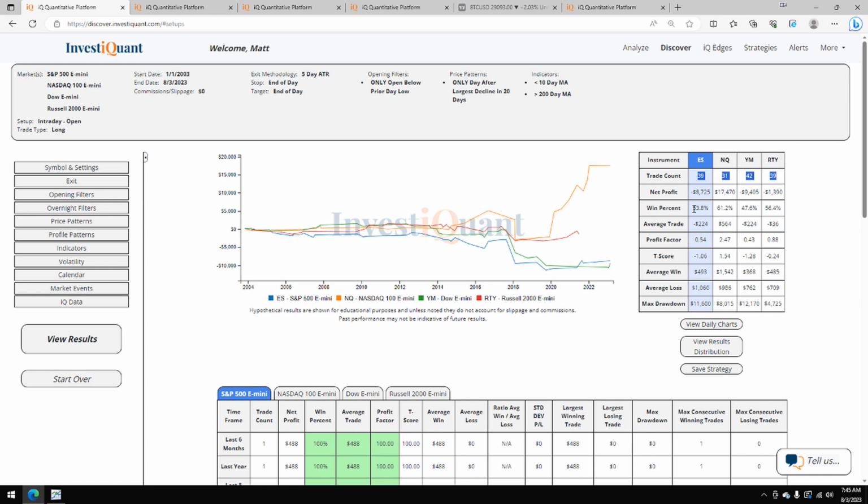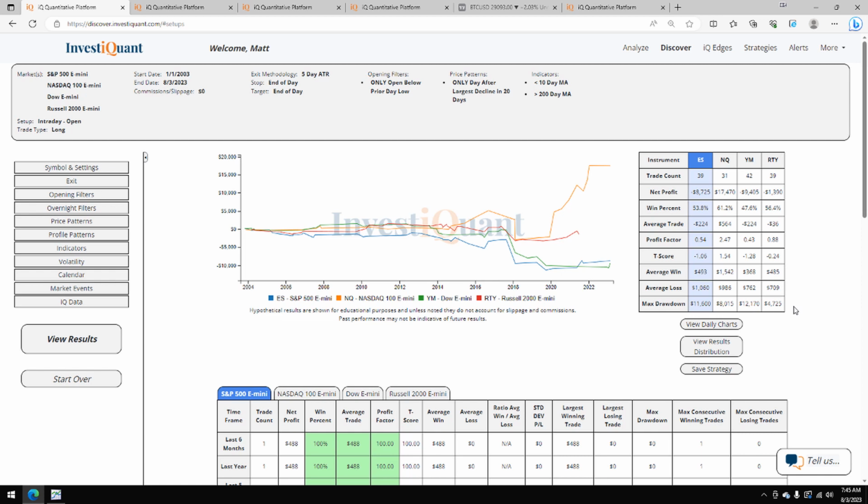If we look at the win rates on them, pretty mixed. S&P, 54% of those closed above the opening print. For the NASDAQ, it's 61%. For the Dow, 48%. For the Russell, 56%. If we look at the average moves, the average move to the downside is sizably larger than the average move to the upside in the S&P. The NASDAQ is the opposite, much larger average moves to the upside. The Dow and Russell both have larger average moves to the downside.